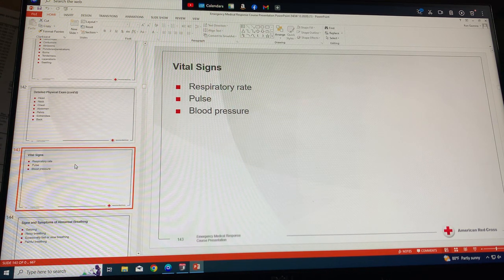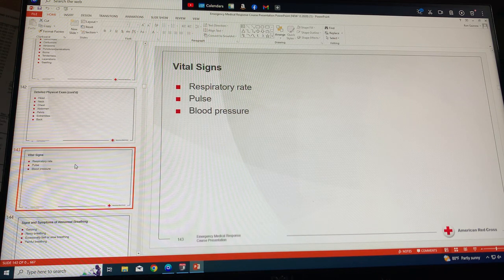Vital signs are taken after managing life-threatening problems found during the primary assessment. They are normally taken after the rapid assessment is complete. However, if several responders are on scene, they may be taken simultaneously. Note that absolute values are not as important as trends.